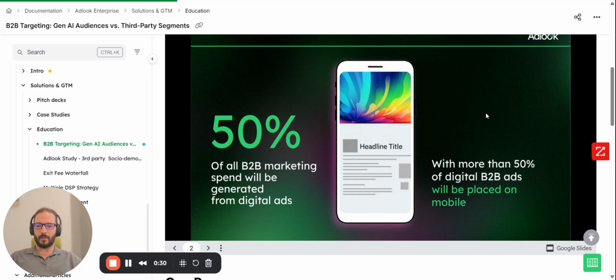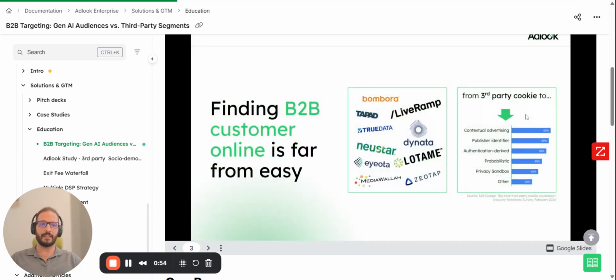All right, 50% of all B2B marketing spend will be generated from digital ads. What does that tell you? Traditional ads are on the way down. TV, radio, print, digital's taking over as it has been for the better part of 20 years now, and it'll just continue in that way. But more than 50% of those digital ads are going to be on the phone. So making sure that you have the proper channels and formats to reach people on their phones is key to surviving in this new marketing world.